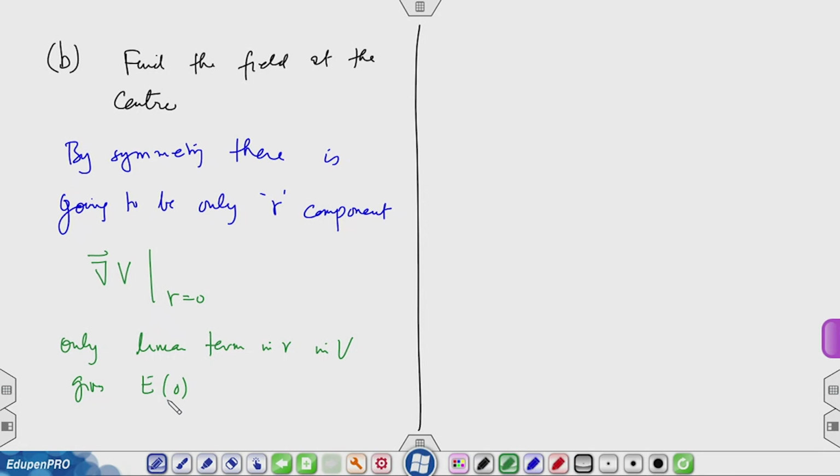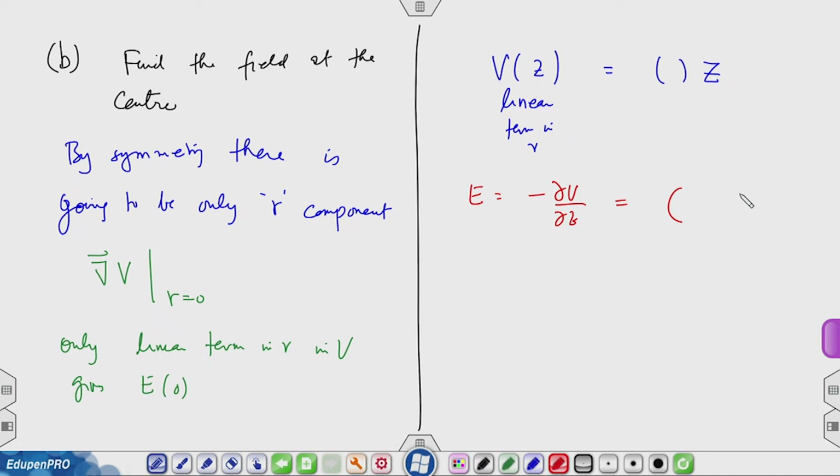You keep only that term, you can actually write V, the linear term in r, as a function of z alone, and then you can see that E is going to be minus dV dz, and this comes out to be something. It will come out to be in the radial direction, and that I will leave for you to do.